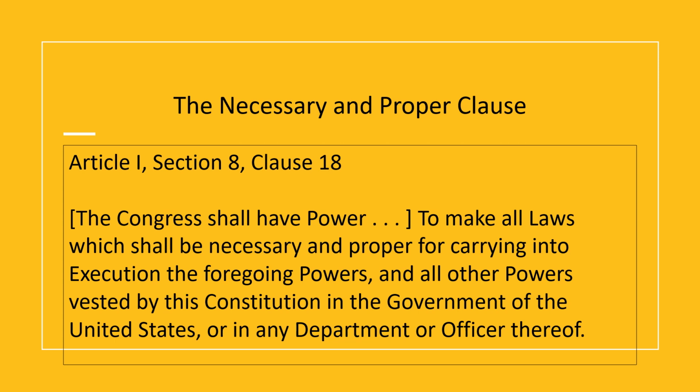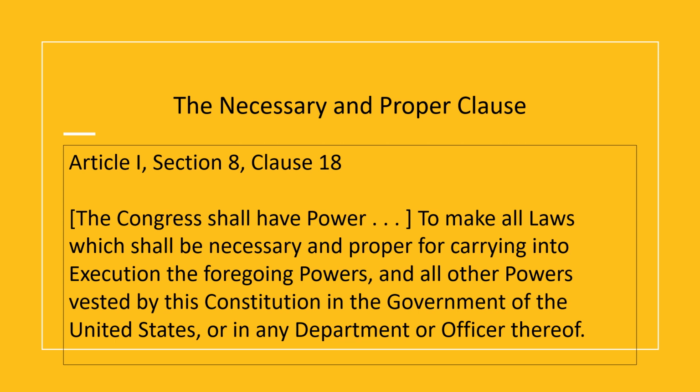Clause 18 also says that all other powers vested by this Constitution, meaning vested is held by this Constitution in the government of the United States or in any department or officer thereof. And so what this is saying is that Congress has the power to use its legislative authority to do what it needs to do in its own article, Article 1, Section 8, as well as other articles and other sections within Article 1.